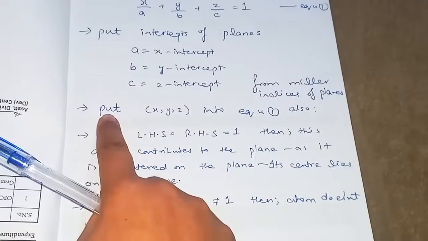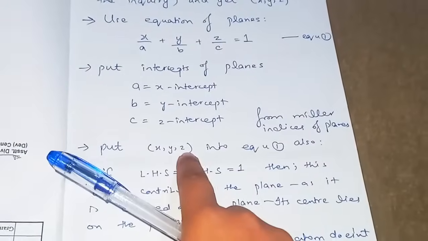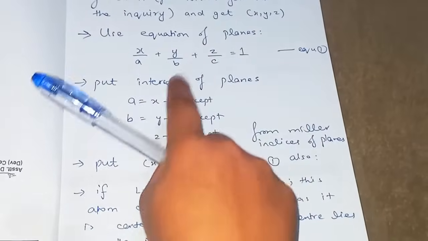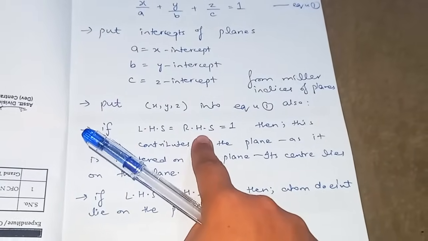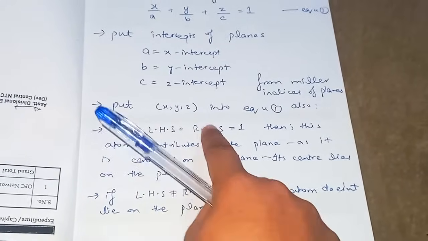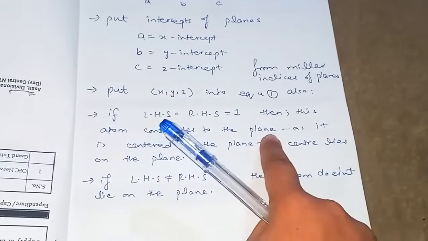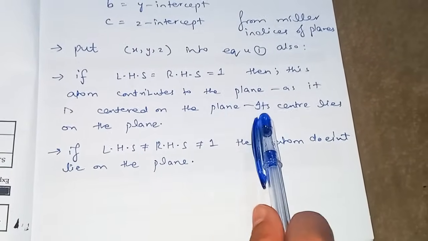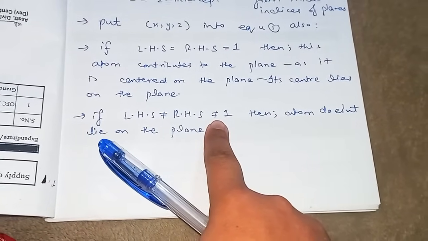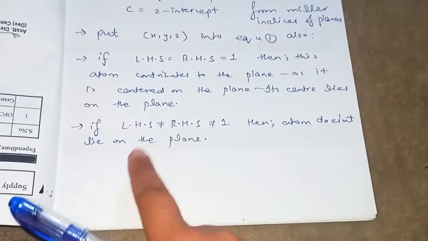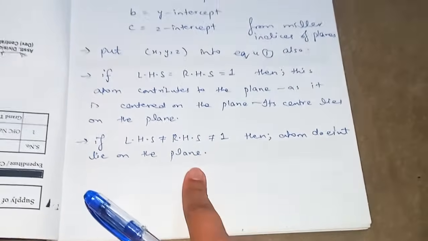After that, put these center coordinates, the x, y, z values, into this equation as well. Put the intercepts and put the points and see whether the left hand side equals the right hand side or not. If the left hand side equals the right hand side, then this atom contributes to the plane because its center lies on the plane. If not, it means that the center point of this atom does not lie on the plane, and hence the atom does not contribute to the plane. Keep that in mind.